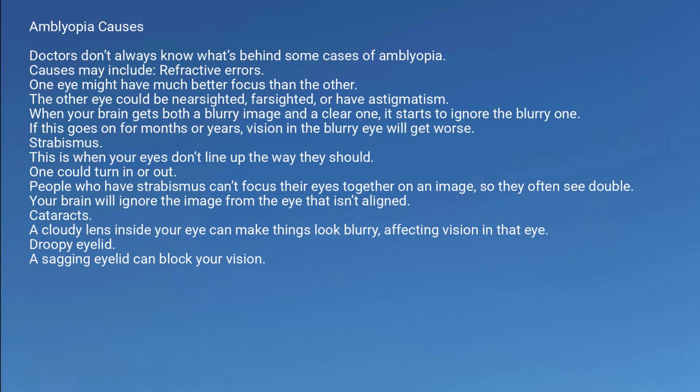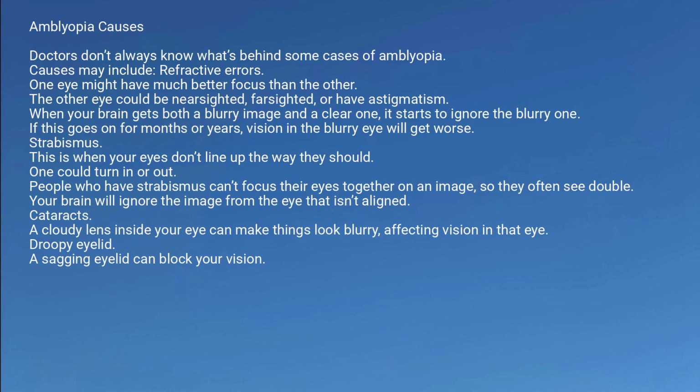Amblyopia causes. Doctors don't always know what's behind some cases of amblyopia. Causes may include refractive errors. One eye might have much better focus than the other. The other eye could be nearsighted, farsighted, or have astigmatism. When your brain gets both a blurry image and a clear one, it starts to ignore the blurry one. If this goes on for months or years, vision in the blurry eye will get worse.